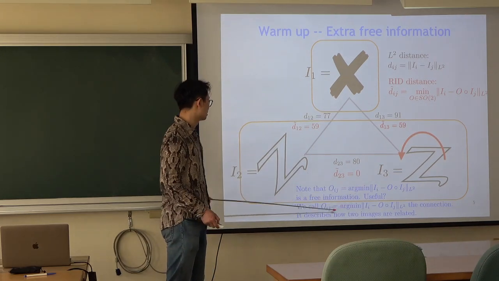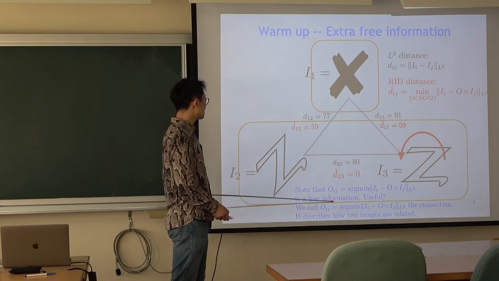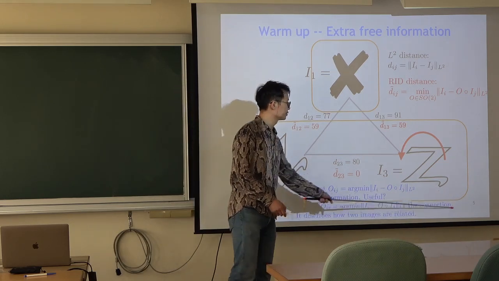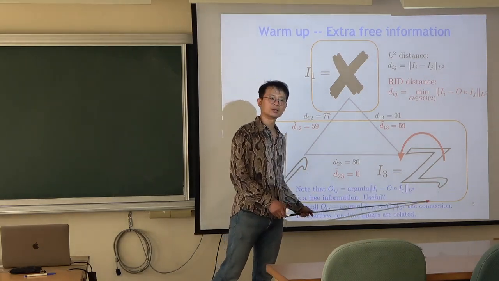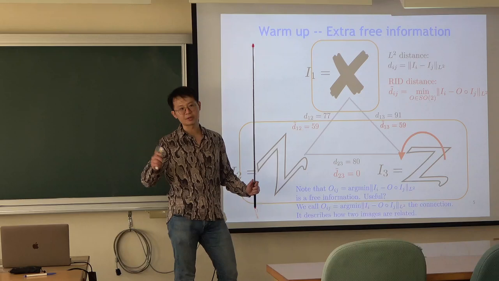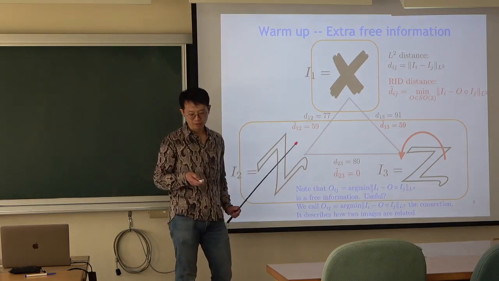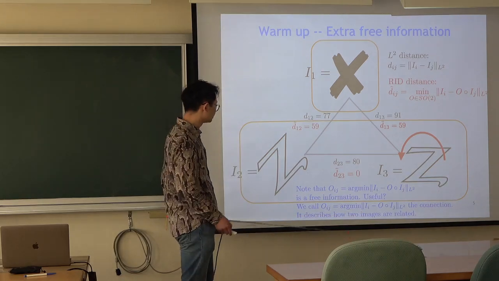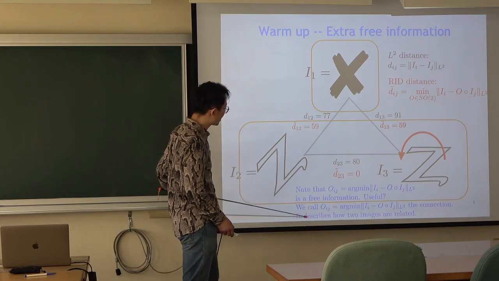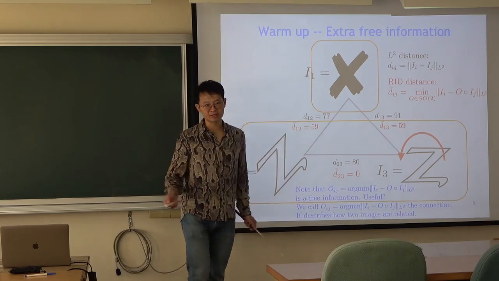To use it, we give it a name. We say, hey, this Oij is called connection. And you will see that this connection is directly related to the connection we use in differential geometry when we describe bundle structure. In this setup, it describes how two images are related.